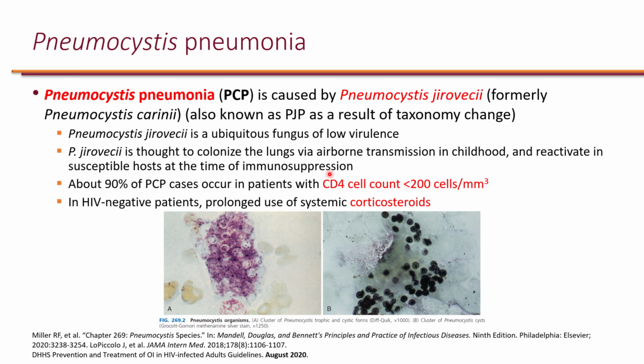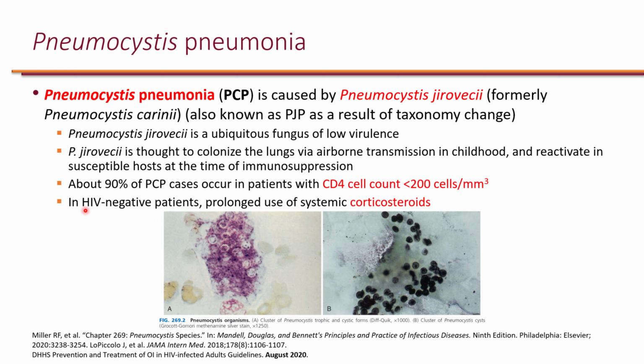Now, because this is ubiquitous, it is thought that we all get exposed to this organism during our childhood, and in an immunosuppressed patient, it gets reactivated, and in HIV specifically, it can lead to infection of the lungs and pneumonia. And 90% of PCP cases occur when the CD4 cell count is less than 200. So this is an important cutoff to remember: CD4 less than 200.